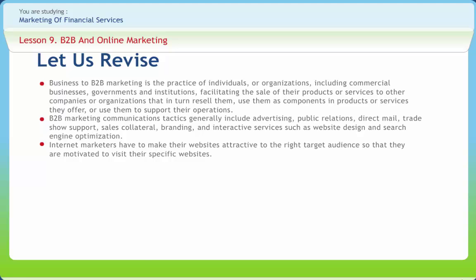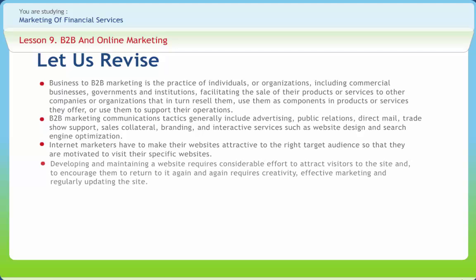Internet marketers have to make their websites attractive to the right target audience so that they are motivated to visit their specific websites. Developing and maintaining a website requires considerable effort. To attract visitors to the site and to encourage them to return to it again and again requires creativity, effective marketing and regularly updating the site.